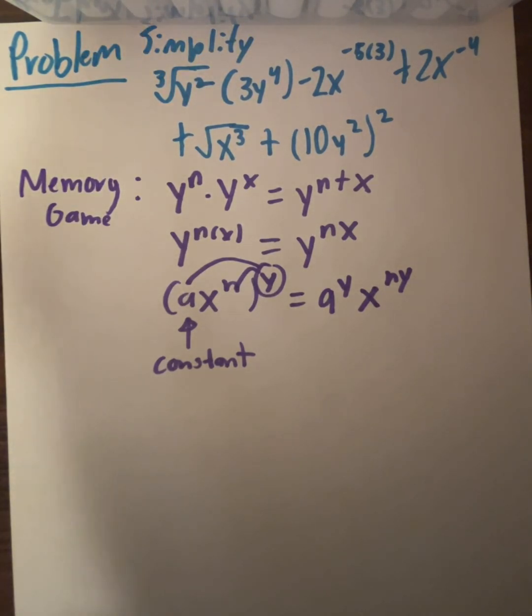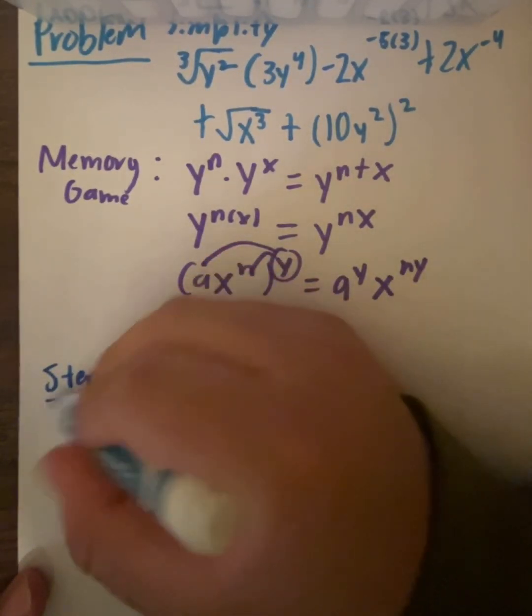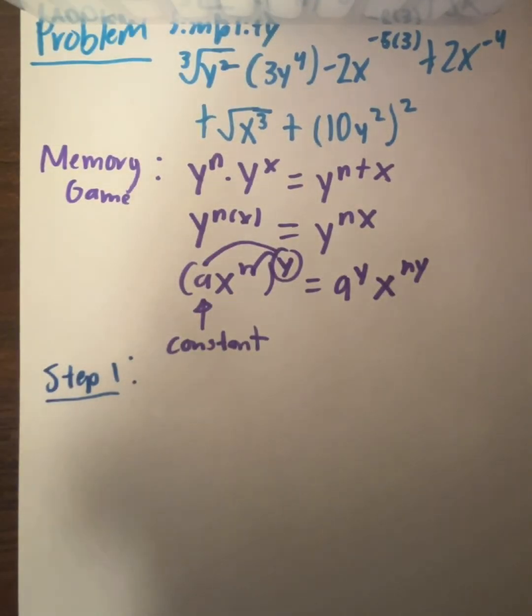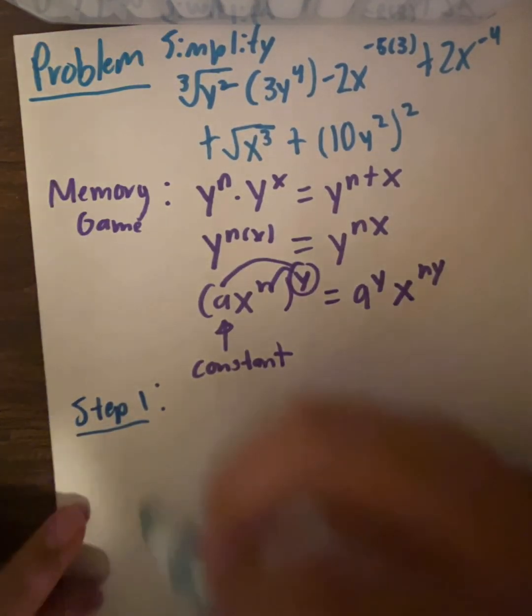With these ideas in mind, we can now finally approach this problem. And the first step, for me, step 1, is to get rid of the radicals by rewriting them. We will first have to rewrite.